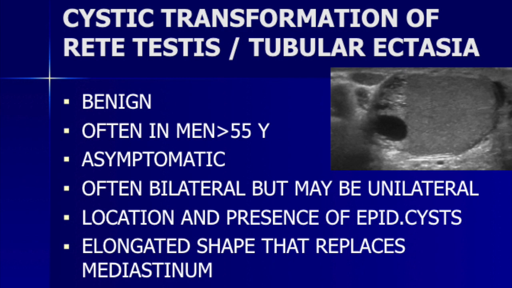cystic transformation of rete testis or tubular ectasia, a benign condition, often in men more than 55 years, generally asymptomatic, often bilateral, but as we saw in our case, unilateral. The pathognomonic is the location and presence of epididymal cysts, thin wall cysts, and the elongated shape of those groups of cysts which replaces the mediastinum.